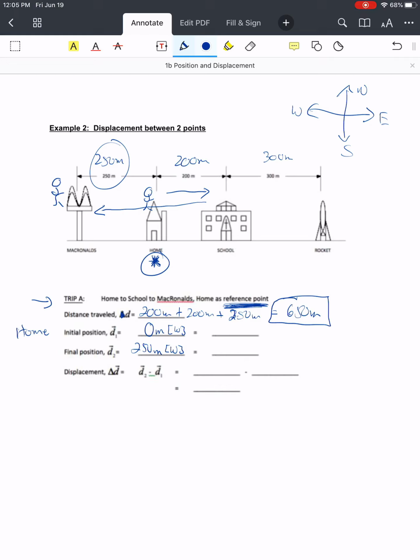Okay. So now what's my displacement? So remember, displacement, delta D, is your final position minus your initial position. So what was my final position? 250 meters west minus your initial position, 0 meters west.